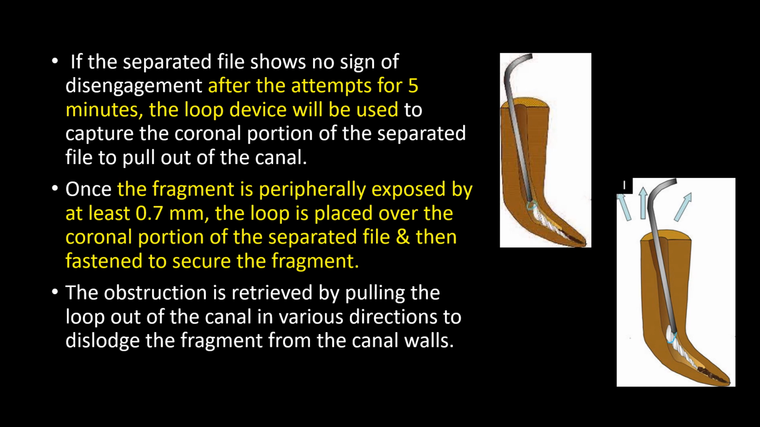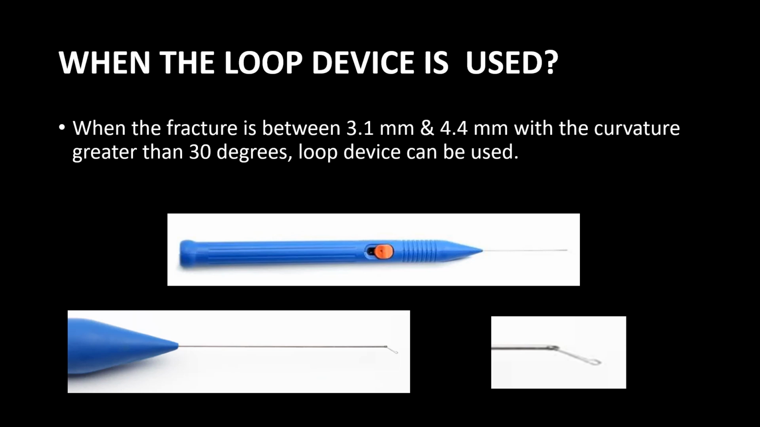The obstruction is retrieved by pulling the loop out of the canal in various directions to dislodge the fragment from the canal walls. When the fracture is between 3.1 mm and 4.4 mm with a curvature greater than 30 degrees, the loop device can be used.